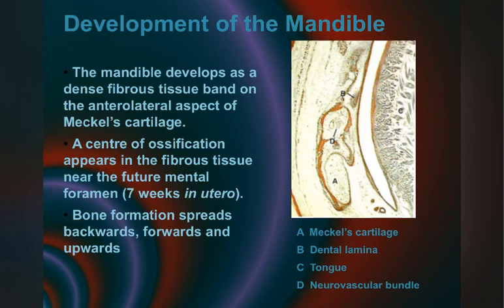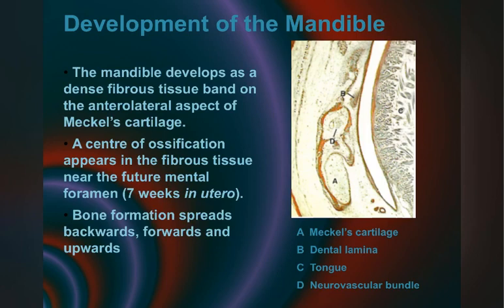One part of Meckel's cartilage will become bone, but this is not part of the mandible. The most posterior part of Meckel's cartilage will become one of the three ossicles of the middle ear, which is the malleus.